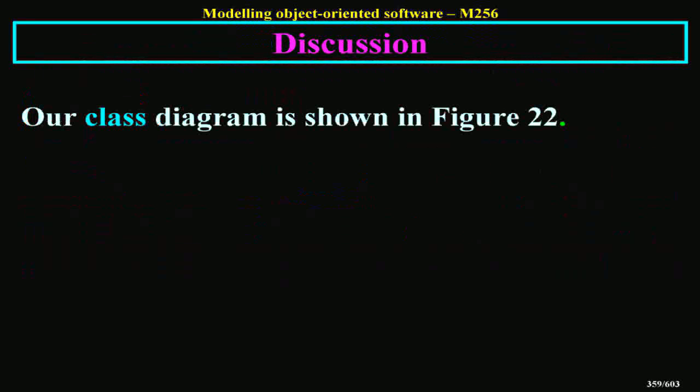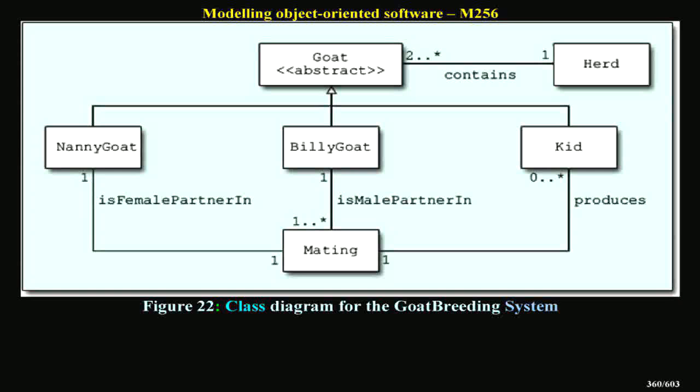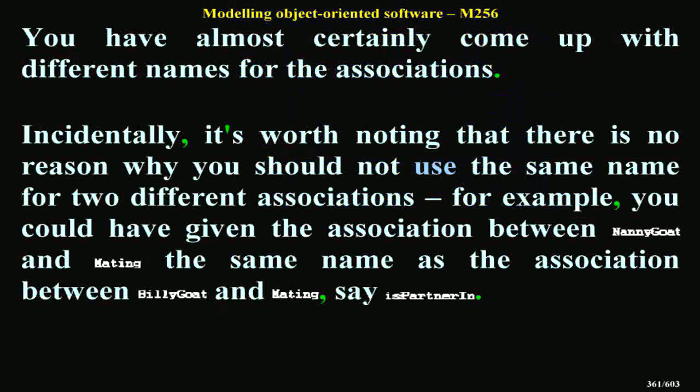Discussion. Our class diagram is shown in Figure 22, the class diagram for the goat breeding system. You have almost certainly come up with different names for the associations.